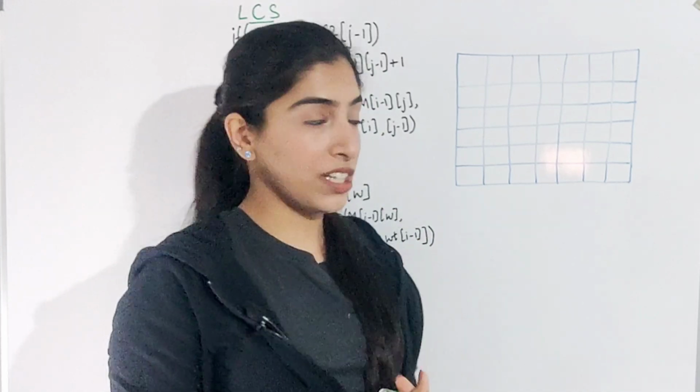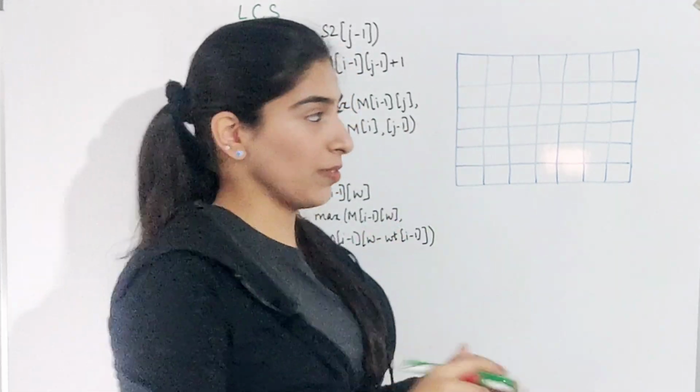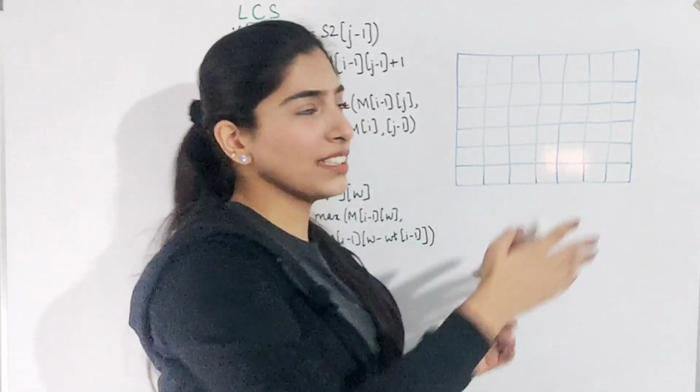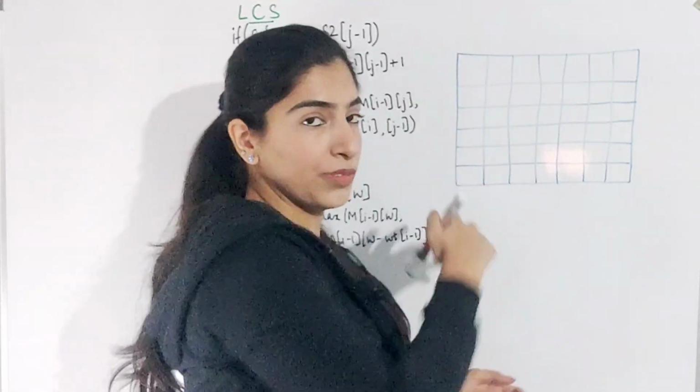We are going to talk about the questions in which we fill the matrix in the traditional way, that is row by row. We fill this row, then this row, then this row, then this row, then this row. Or say even column-wise, this column, this column, this column, this column, and so on.